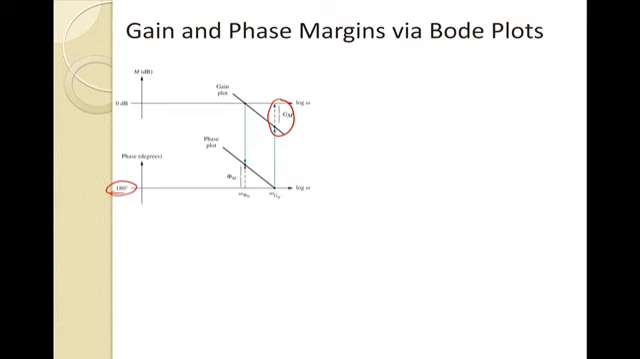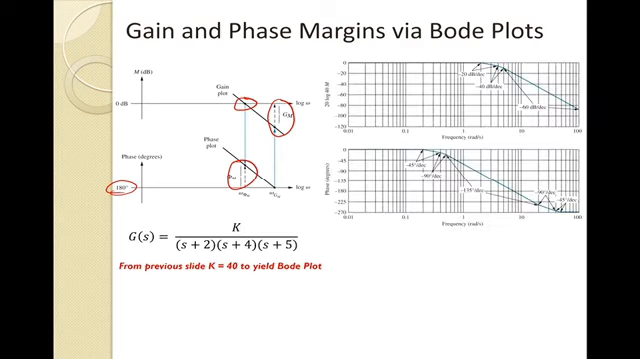So that's gain margin, but now we'll introduce phase margin here. For phase margin, let's look at the magnitude plot where that crosses 0 dB, and then look down below: how much phase do we have until we hit 180? That's going to be referred to as the phase margin.